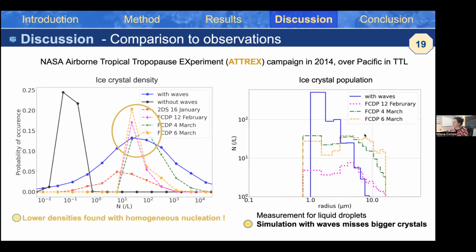And we are completely missing the bigger ones. And one of the reasons for that is that our domain is limited in altitude. And so the growth from the sedimentation is also limited.